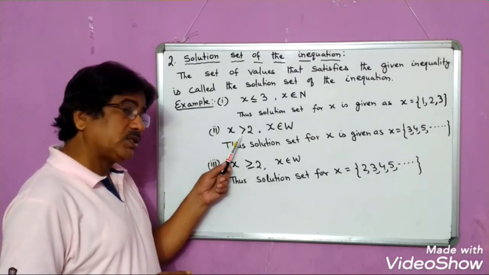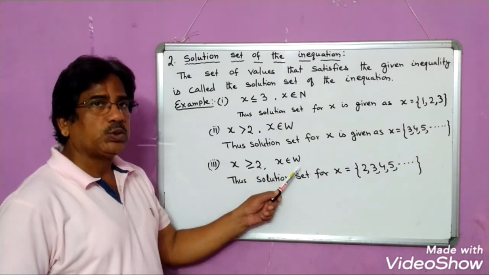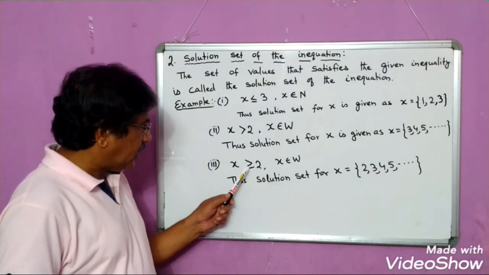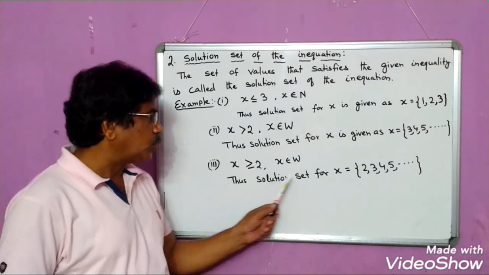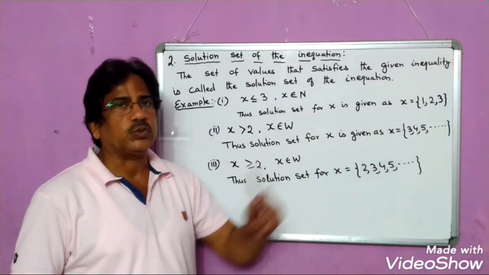Now see, here it was greater than 2 and here it is greater than or equal to 2. And here also x belongs to whole numbers. So here you will find that we will include 2 also, because x is greater than or equal to 2. So while writing the solution for x, we will take it as 2, 3, 4, 5 and so on.